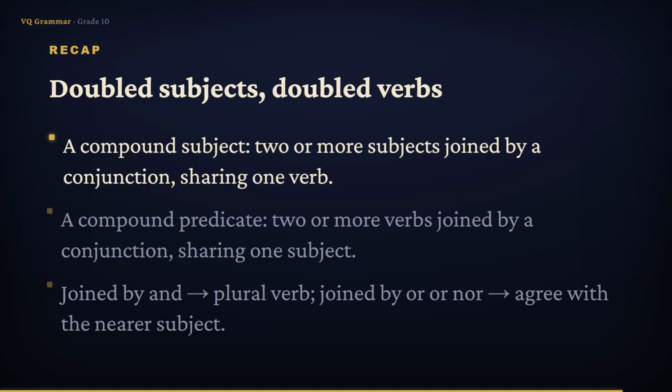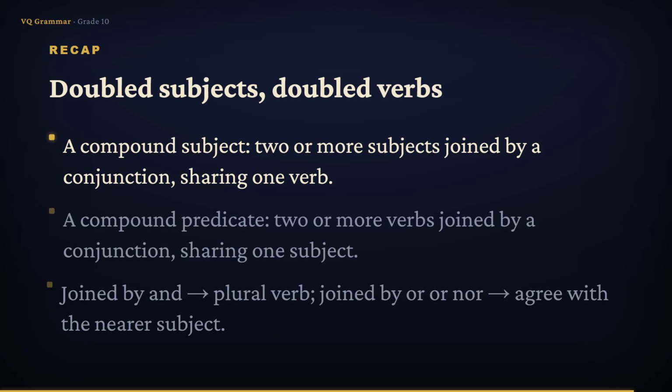A compound subject is two or more simple subjects joined by a conjunction, all sharing one verb. Pens and pencils filled the drawer. A compound predicate is two or more verbs joined by a conjunction, all sharing one subject. Nadia sketched and painted the mural. A sentence can even carry both at once.